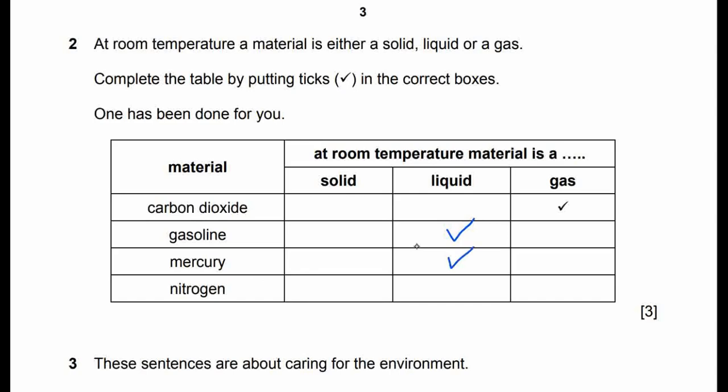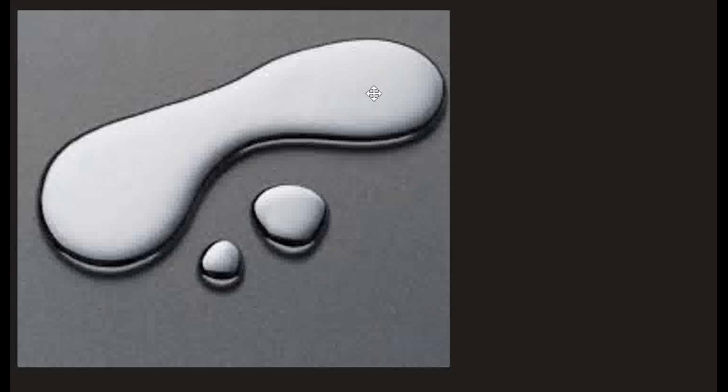That is the thing at the tip of our analog thermometer. Nitrogen is also gas at room temperature. So this is the picture of liquid mercury at room temperature. And mercury is the only metal that is liquid at room temperature.